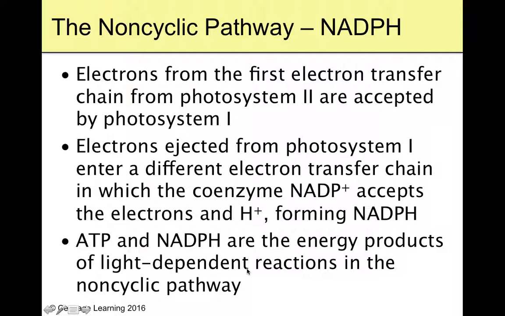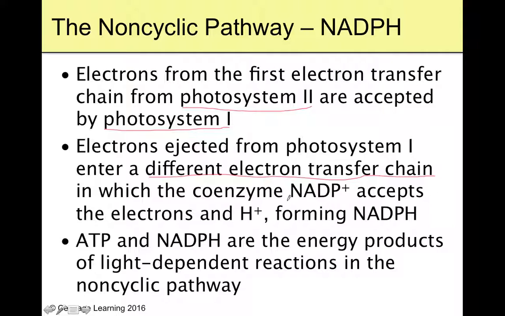So here's our non-cyclic pathway. It is wordy. Here we go. Electrons from the first electron transfer chain from photosystem 2. So again, we are starting at photosystem 2, and we're giving electrons from photosystem 2 to an electron transport chain. And then they take those to photosystem 1. So once the electrons are in photosystem 1, they are going to be ejected from photosystem 1 and go to, you guessed it, another electron transport chain.